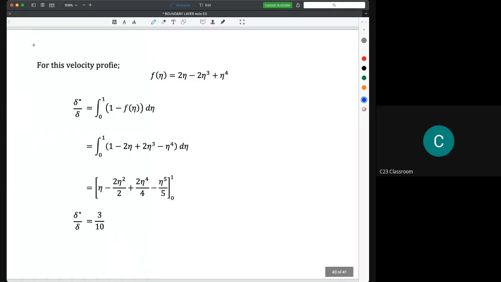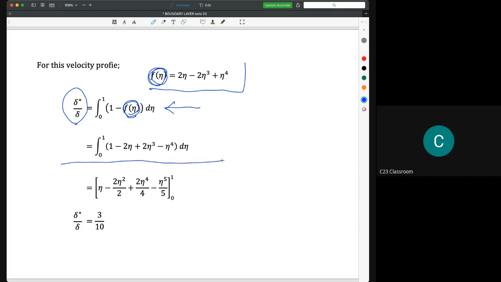Okay, let's say we go for our question. If our velocity profile is like this, 2 eta minus 2 eta cubed plus eta to the power of 4, and we need to calculate the ratio of delta star over delta, so we use this equation. We substitute the value of eta here with what we have here, and then we could get this term. By using this term, we could integrate it.